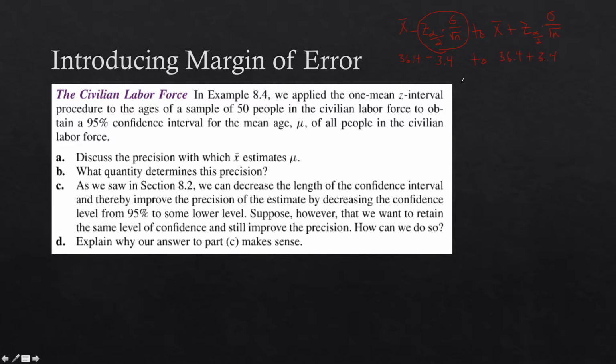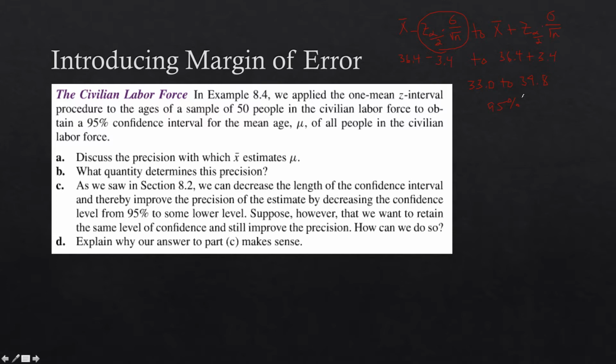And so last time we figured out that our confidence interval was 33.0 to 39.8. And that was our confidence interval. And we said that what this meant was that we were 95% confident that the mean age was between 33 and 39.8. Okay, if you remember from the last problem. Now, let's look at letter A. Discuss the precision with which X bar estimates mu.